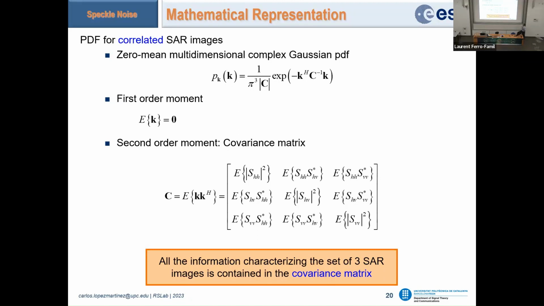So this is how we characterize the data. The first order moment is 0, so the first order moment has no information. All the information is contained in the covariance matrix. If you go to the PDF, you see that the only parameter this PDF has is the covariance matrix. So all the information is in this guy here, okay?